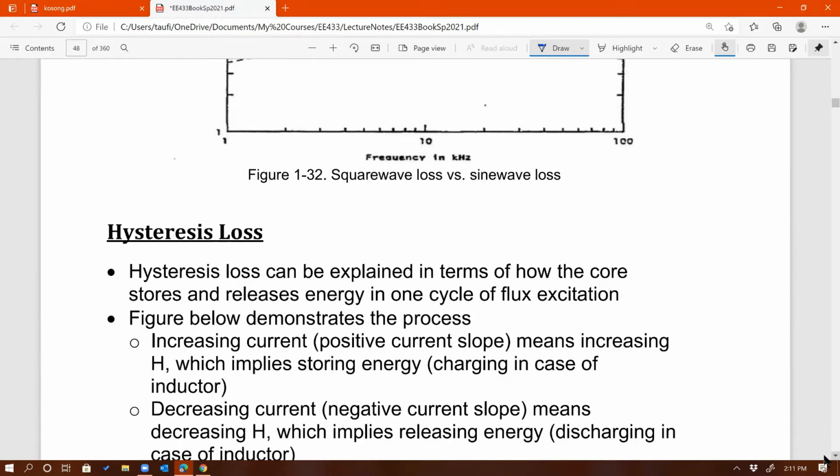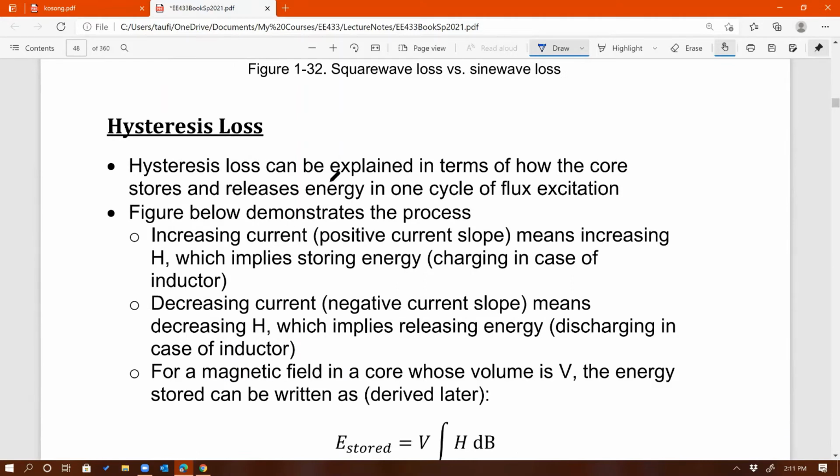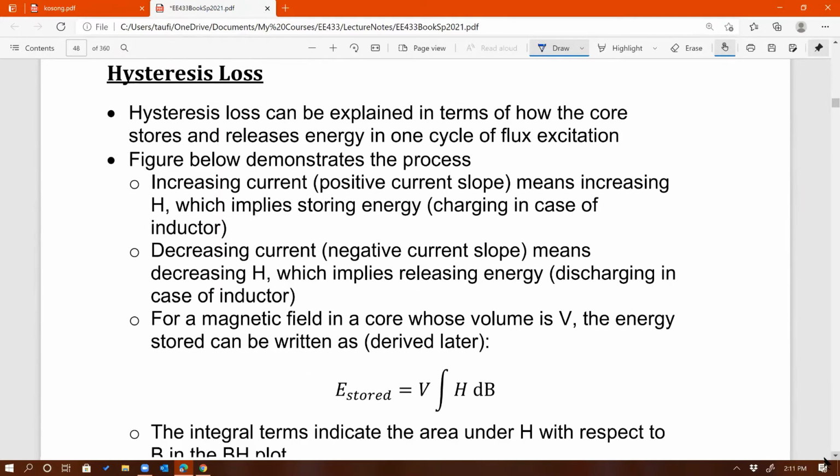More on hysteresis loss. Hysteresis loss can be explained in terms of how the core stores and releases energy in one cycle of flux excitation. So why is it that the area enclosed by the hysteresis loop represents loss? And that is explained here in this section. Okay, so the figure below demonstrates the process.